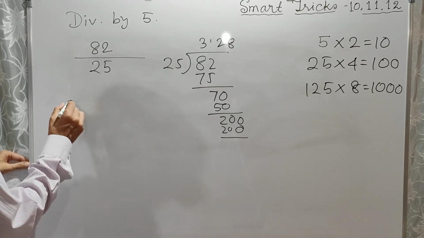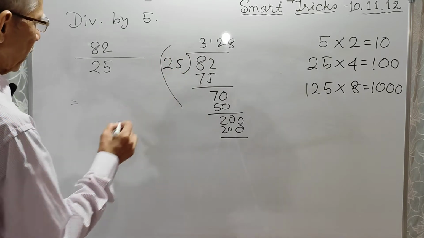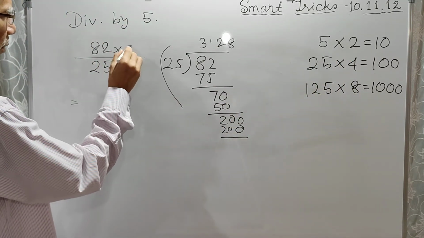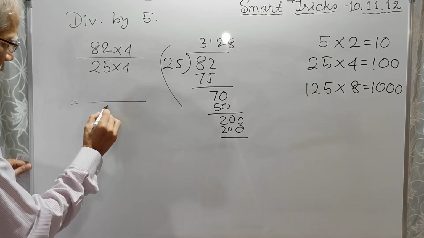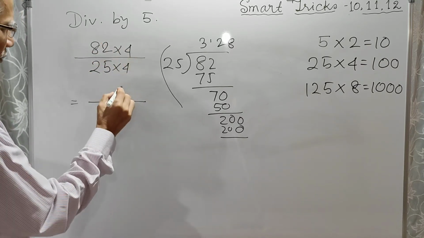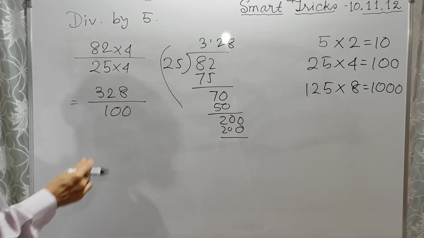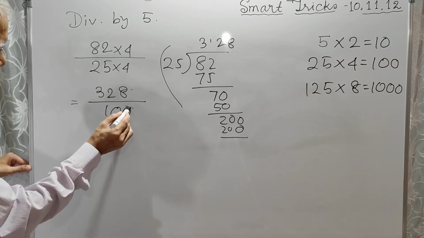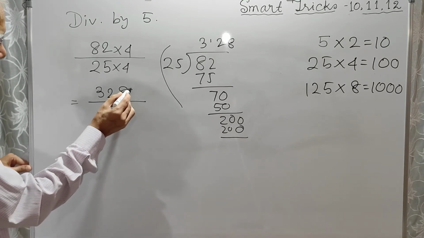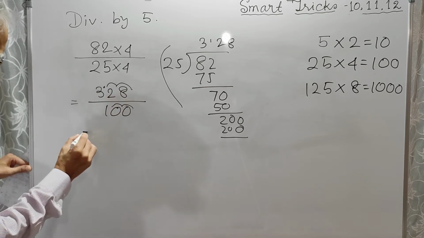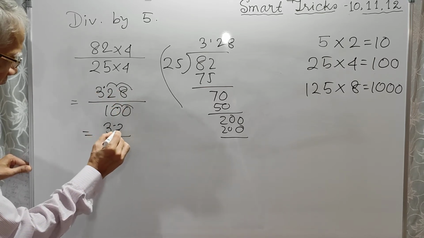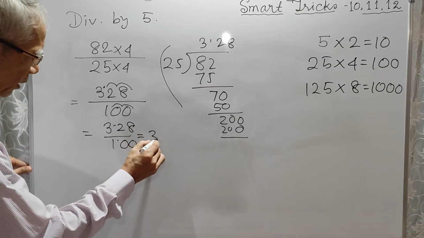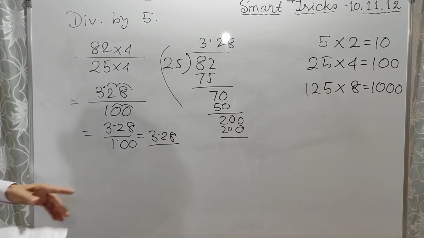Now, if you do by using the trick, it will be like this. You see, this is 25. So multiply by 4. Multiply by 4. So what do you get? 25 into 4 is 100. And then multiply by 4. 4 8s are 32, so 328. So 328 by 100. Now decimal is here. Shift the decimal 2 digits to the left. So this will be 3.28 and this will be 1.00. 1.00 means 1. So finally what answer do you get? 3.28.